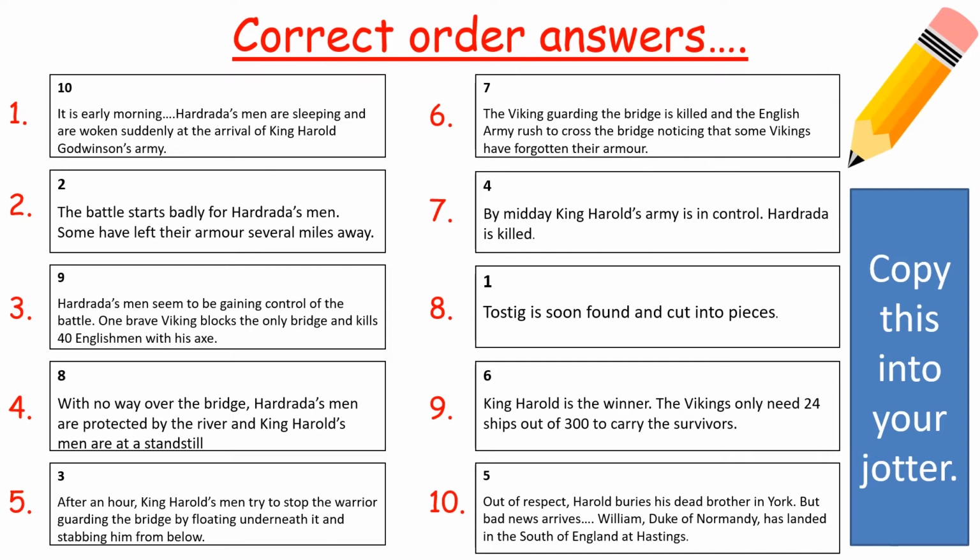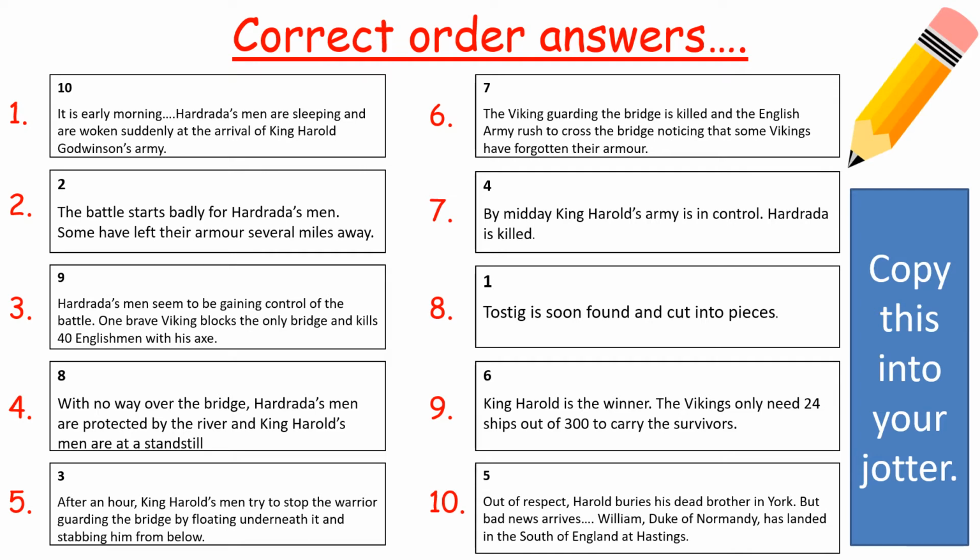So Harald is being held off from the bridge, and Hardrada's men are being protected until this Viking soldier, this berserker, is killed. And once the Anglo-Saxons cross over the bridge, they can see that the Vikings don't have their full armour. The Vikings won't be able to use that shield wall, having all their circular shields together, protecting them in battle, and using the men behind them with the spears. So they can't protect themselves as they would. By midday, Harald's army is now in control, and Hardrada, the Viking king, is killed.